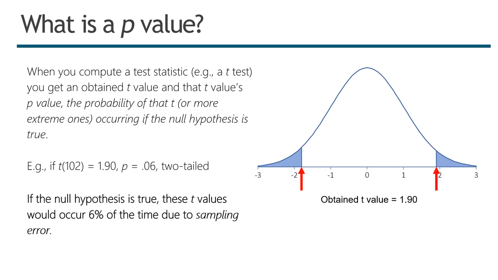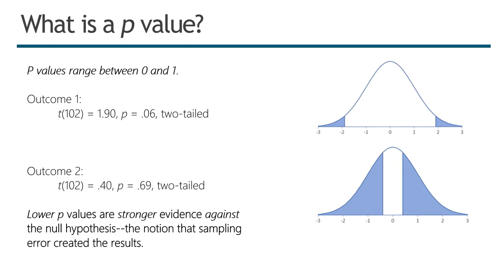In other words, the p-value is an index of how likely the outcome would be to occur due to sampling error, assuming the null hypothesis is true. Smaller p-values, smaller areas in the curves, would reflect a smaller likelihood that a given result could result from sampling error if the null hypothesis is true. It's important to understand that p-values can range from 0 to 1.